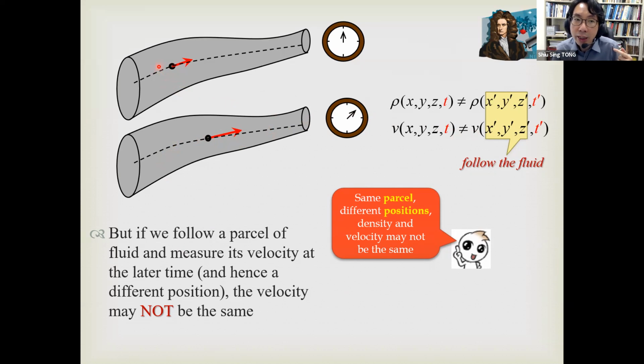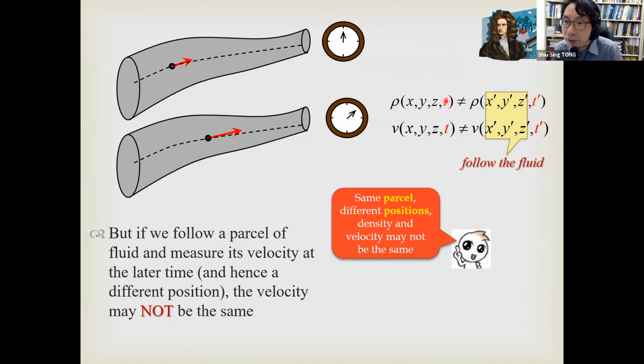Now, if you look at the density at these two positions, the initial time is t, the final time is t prime, but I've gone to a different position. So the initial position is x, y, z, and the final position is x prime, y prime, z prime. Okay, there are two different positions, and they will be different even if the flow is steady.